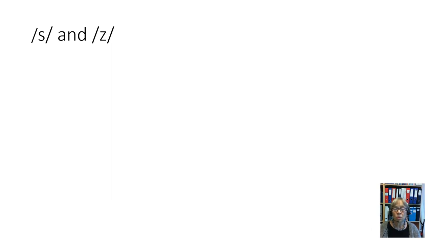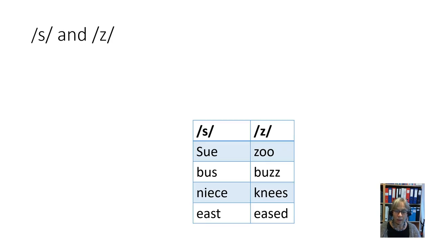Now these are also two different phonemes in English, unvoiced s and voiced z. And again, exchanging one for the other may bring about a change in meaning. Sue, zoo. Bus, buzz. Niece, knees. East, eased.